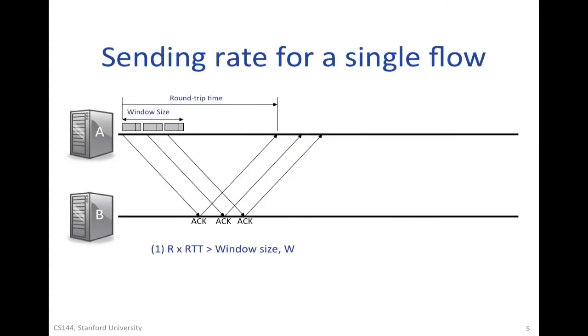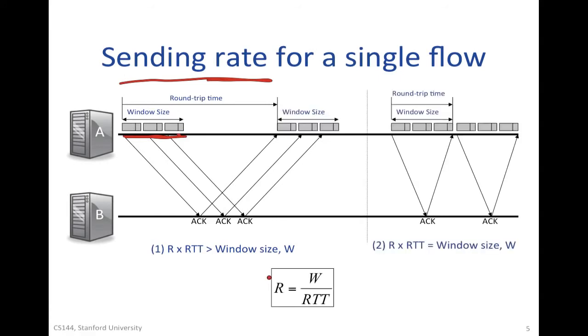The consequence of this is that the sending rate for a single flow, which we can define to be the number of bytes that we send in one window divided by the round trip time, because the round trip time is varying with the window size, W over RTT is actually going to be a constant.